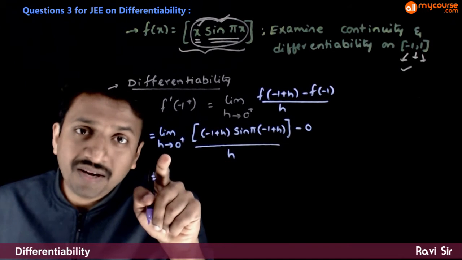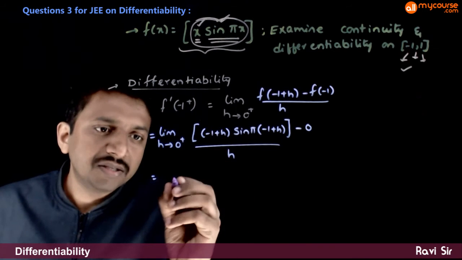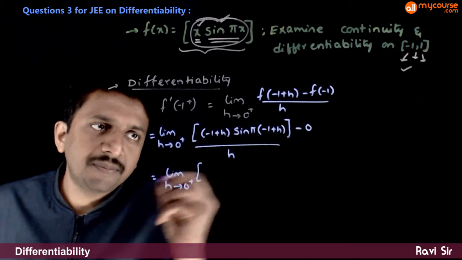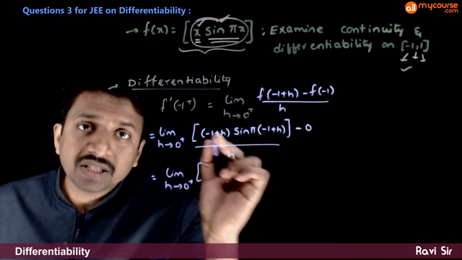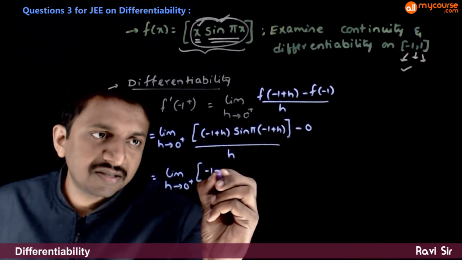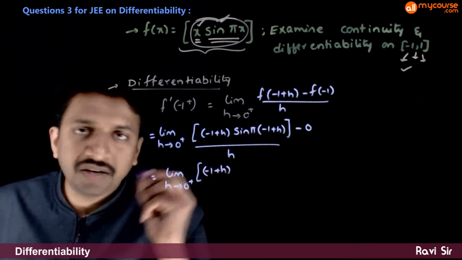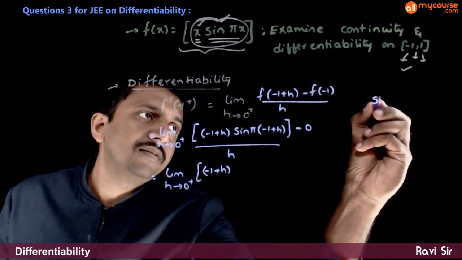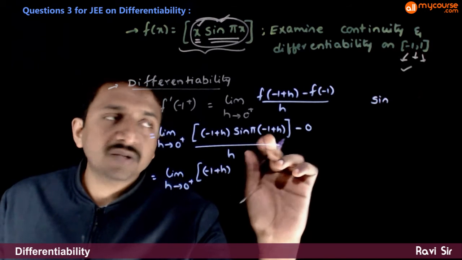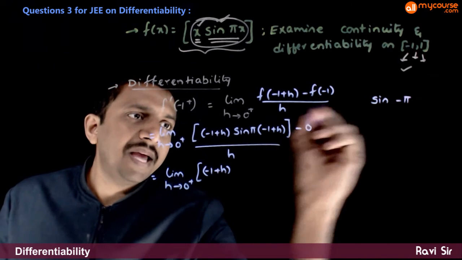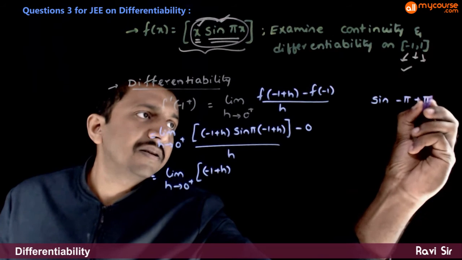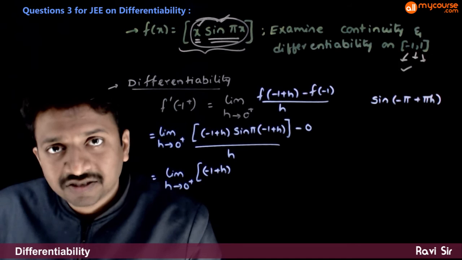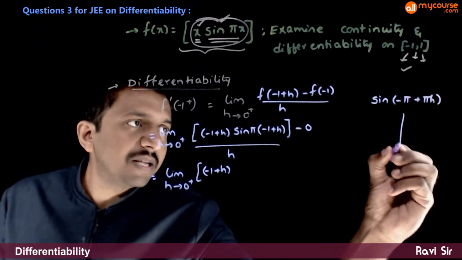So, we just need to investigate what happens here. Limit h tends to 0 plus of the integer part of minus 1 plus h. That is, a number in the positive neighborhood of minus 1, and sine of pi times minus 1 plus h is sine of minus pi plus pi h. So, what is sine of minus pi plus pi h?